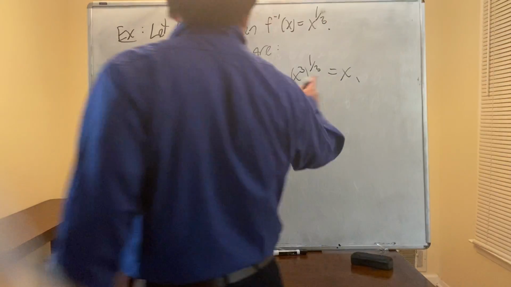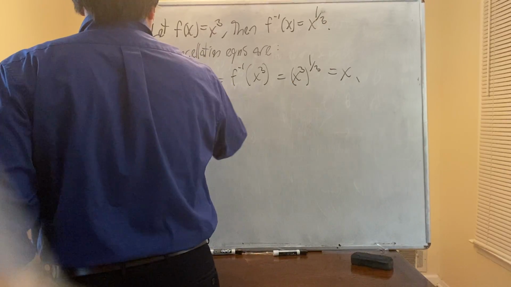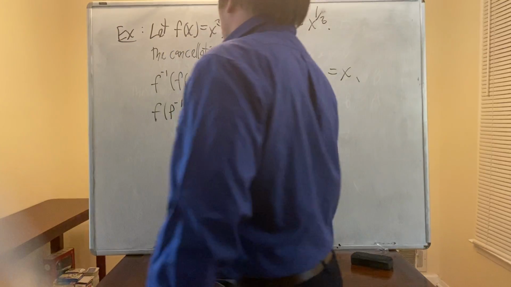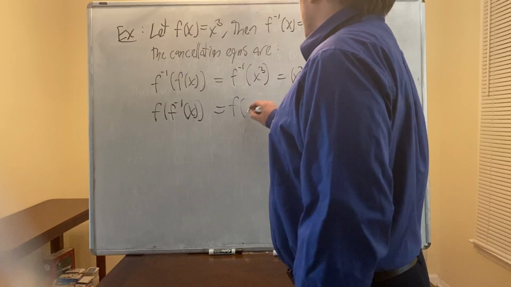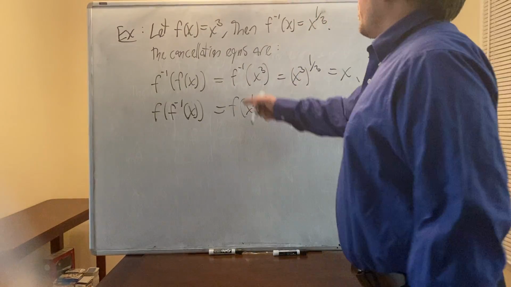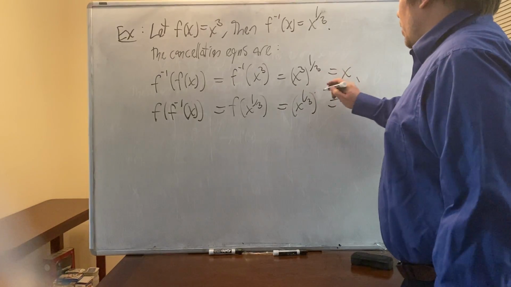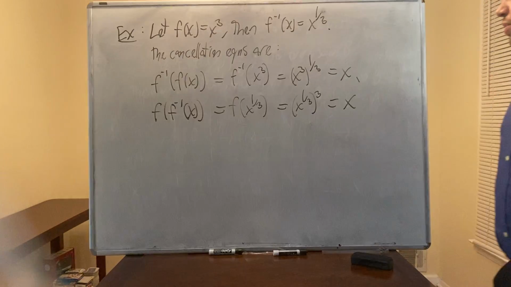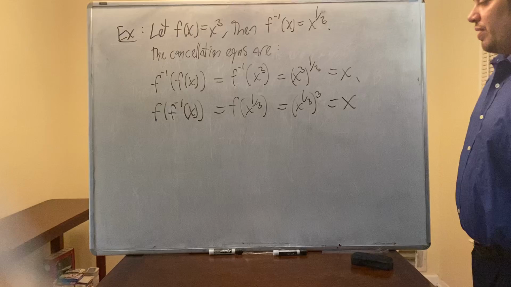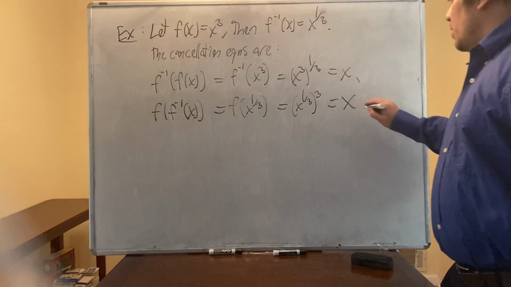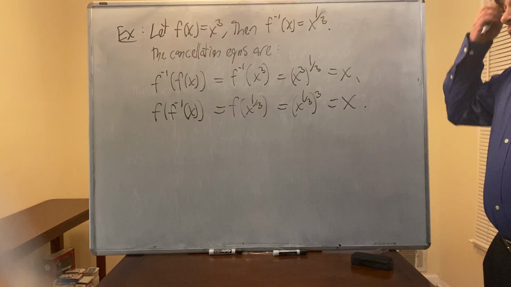So f inverse of f of x is equal to x, and then f of f inverse of x is equal to... f inverse of x is x to the 1/3, and then f of something is that something cubed, so you're going to take x to the 1/3 and cube it. X to the 1/3 cubed, you multiply the exponents and you get x to the 3rd equals x. Okay, so here f of f inverse of x is also equal to x. And so we have the two cancellation equations here.